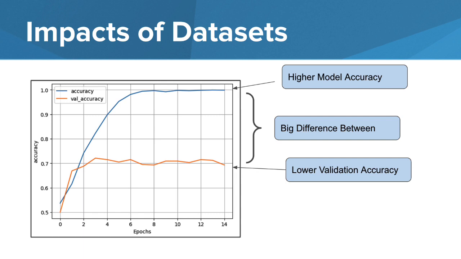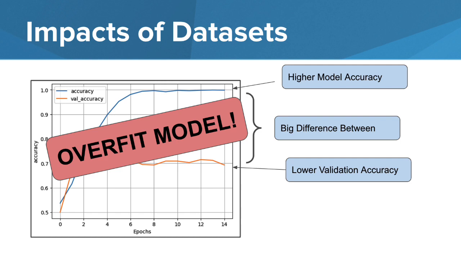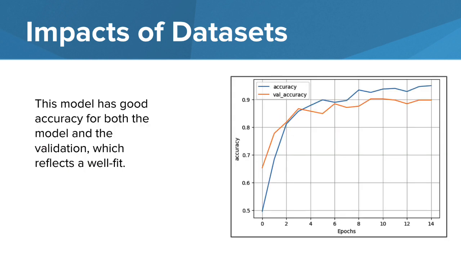When you see a big gap like this, it usually means that the model is overfit. So what does that mean? Generally speaking, the model is able to memorize data, which leads to high model accuracy, but there's not enough data to create an accurate model to predict new data. This can be a sign of a poor or small data set.